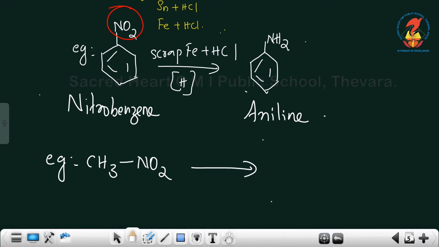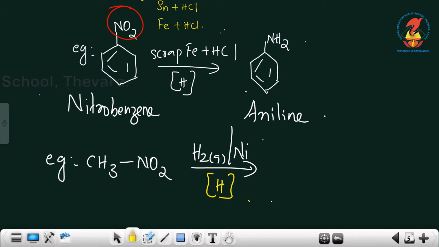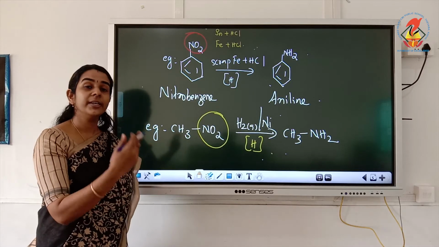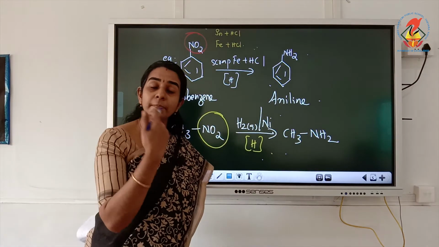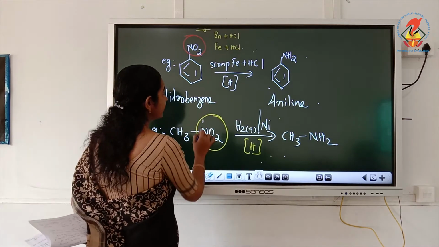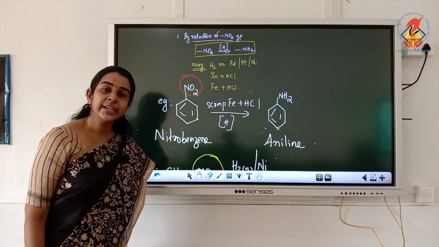One more example, CH3NO2, above the arrow it is given as hydrogen gas on nickel. So, from the reagent itself we can identify that the reaction taking place here is reduction. So, NO2 group on reduction, what happens? It will become NH2. The remaining part you can copy from the question. So, CH3NH2 we will be getting. So, we can prepare amines from nitro compounds by reduction, and these are the reagents that we use for the reduction of NO2 group to NH2.